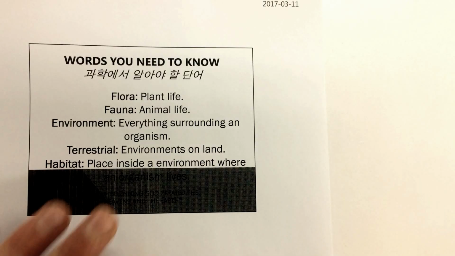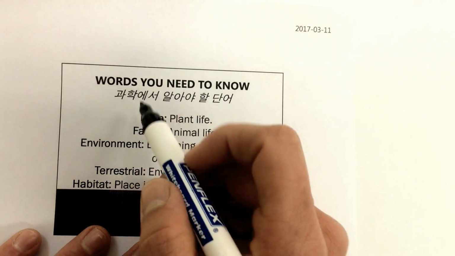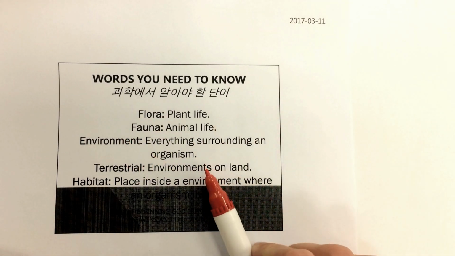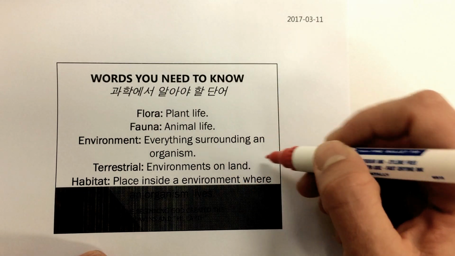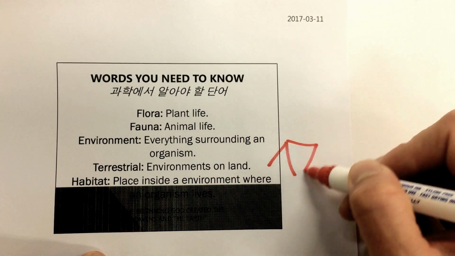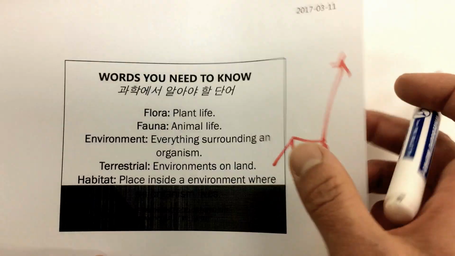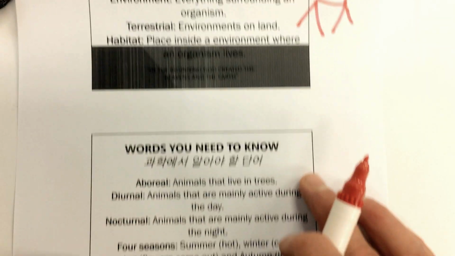Other words that will be helpful: flora, plant life, fauna, animal life. Terrestrial, environments on land, so land-dwelling animals such as the giraffe. It's a terrestrial animal. Habitat is the place inside an environment where an animal lives.